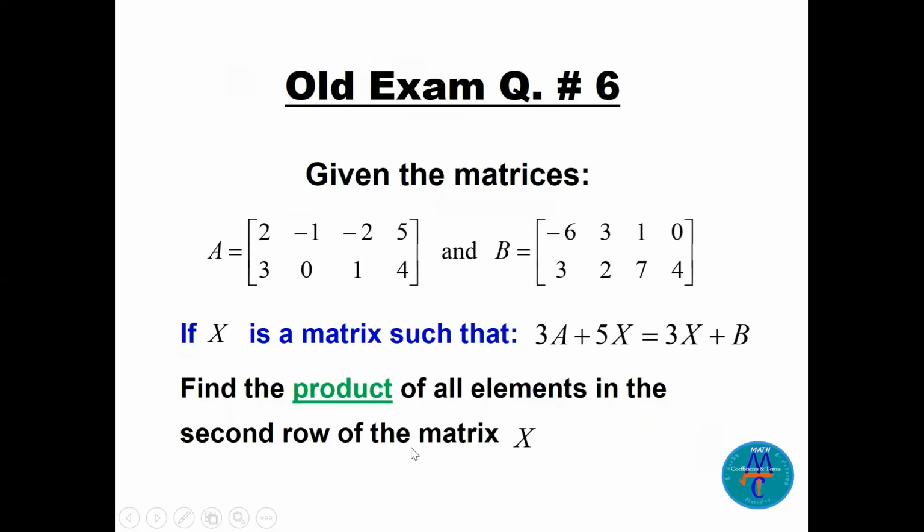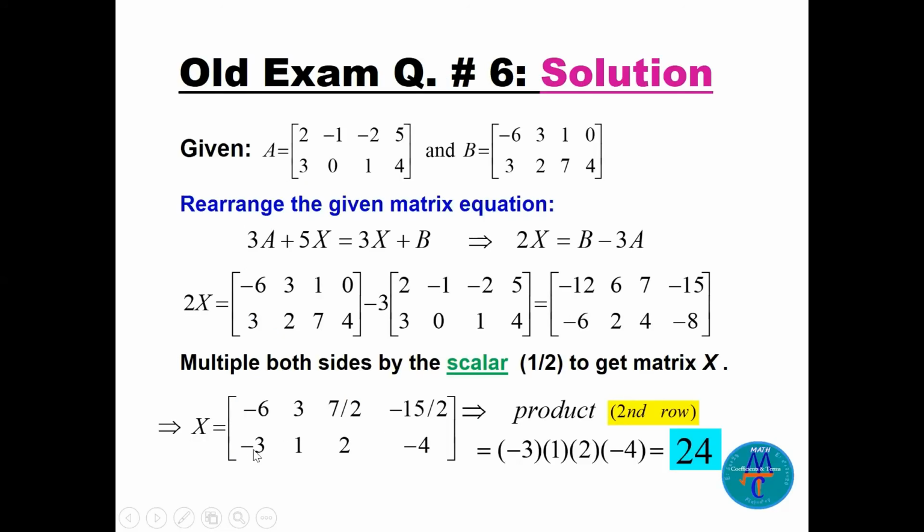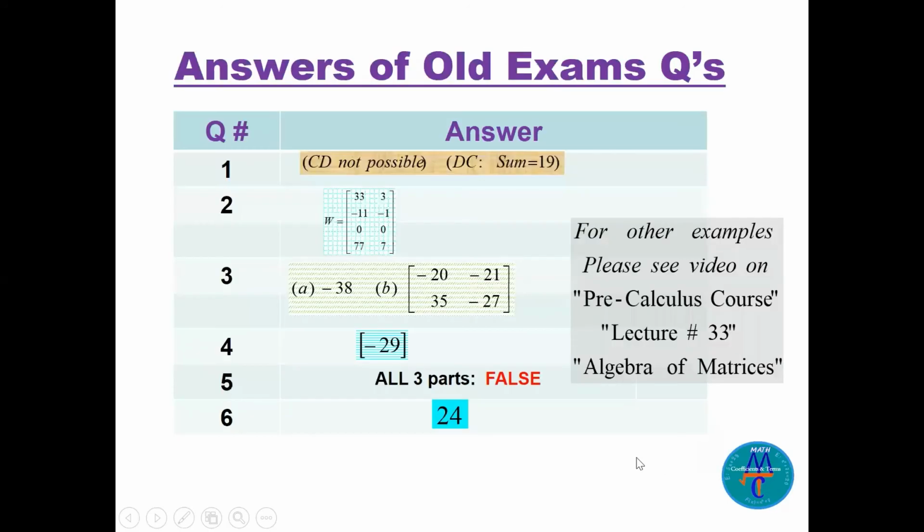Now look at the question, please. Find the product of all elements or entries in the second row. This is the second row. Minus 3, 1, 2, and minus 4. So the answer will be 24.